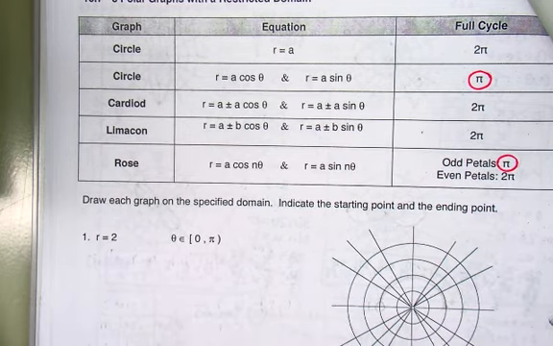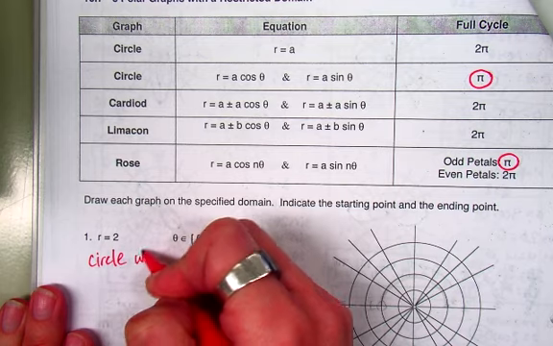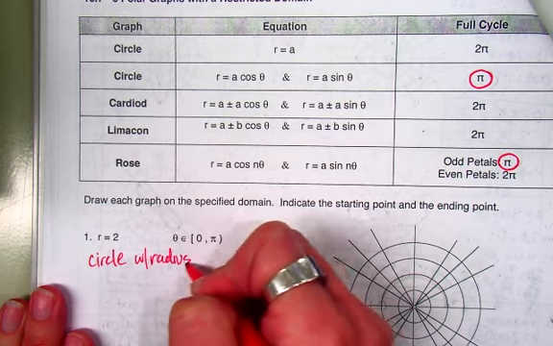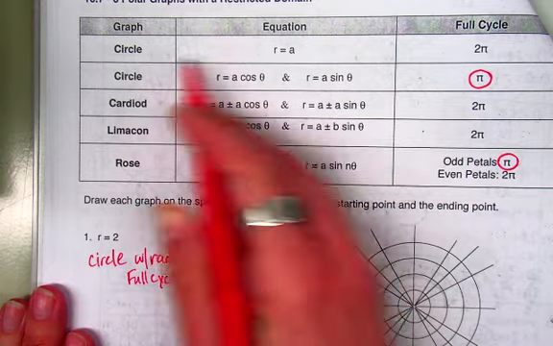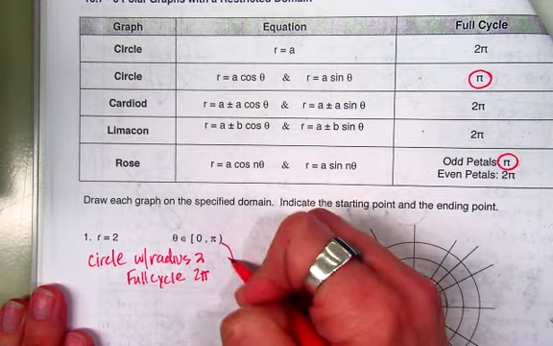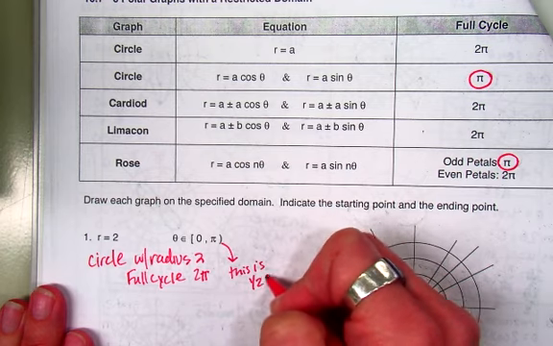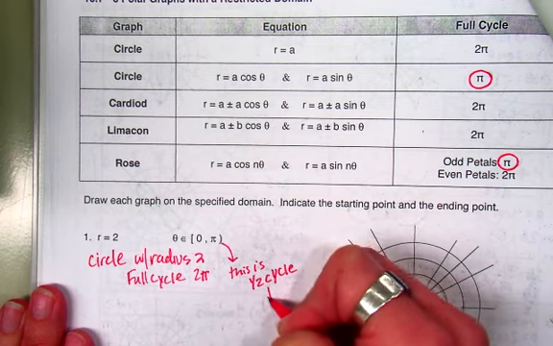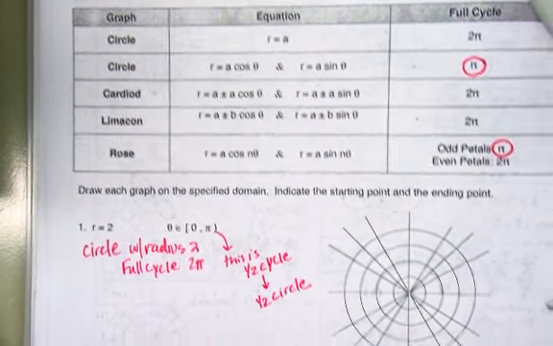For this first one, r equals 2, we know that that's a circle with radius 2. A full cycle of this, looking up at our chart, would be 2 pi. But they only want us to graph from 0 to pi. So this is only a half cycle, which means it'll be a half circle. All right? My question is, which half of the circle is it?